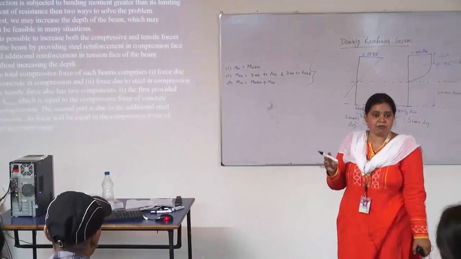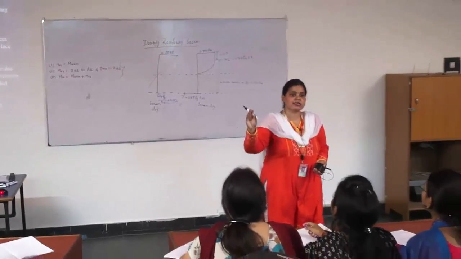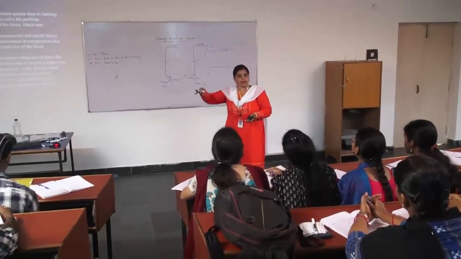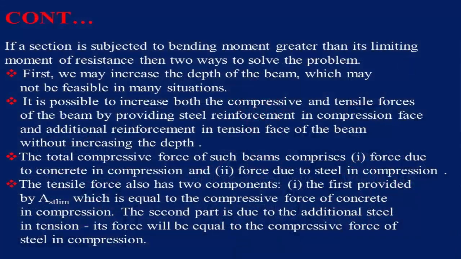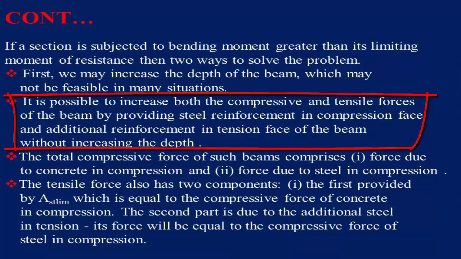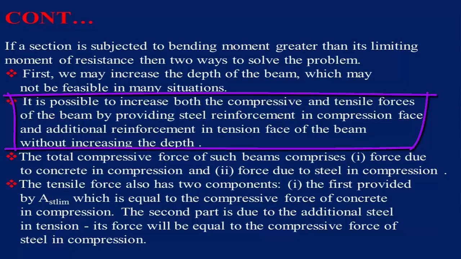If we increase the depth of the beam, how much can we increase the depth? Either 650 or 600 or 550. If it fails, then what can you do? We cannot increase that value. That's why the second option is, it is possible to increase both the compressive and tensile forces of the beam by providing steel reinforcement in the compression zone and additional reinforcement in the tension zone of the beam without increasing the depth.